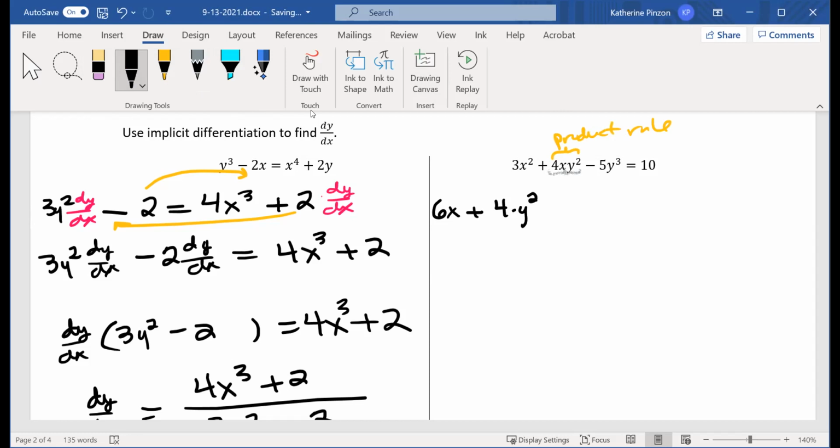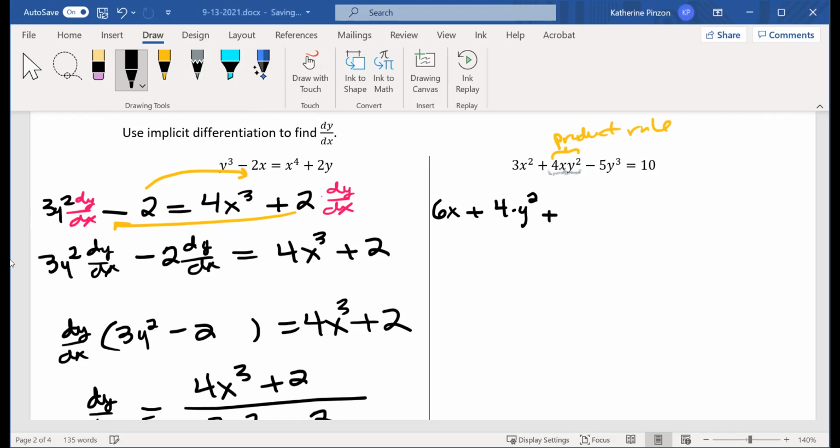How come I don't put a dy dx there? I didn't take the derivative of y, right? I only stick in a dy dx when I take the derivative of y. So right in that first term of the product rule, I was taking the derivative of the x. So I don't need a dy dx. In this second part, I'm going to need one.